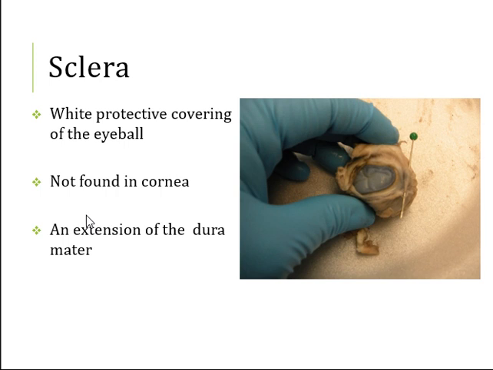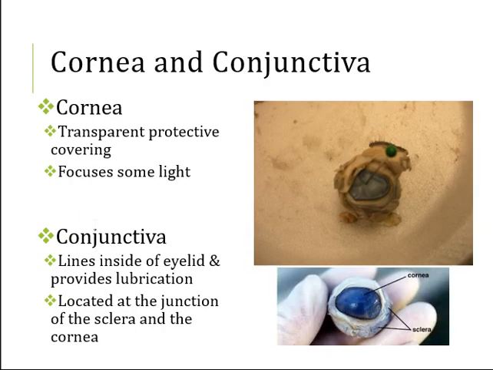We have the cornea and conjunctiva. The cornea is similar in its protective tendencies to the sclera, but it does allow light to pass through. This is the first spot where light passes through. And the conjunctiva is inside of the eyelid and provides lubrication, and it's located at the junction of the sclera and the cornea. So where the two meet, that's where you see the conjunctiva. And if you have an infection here, you have conjunctivitis.